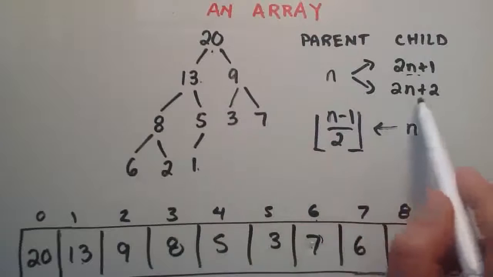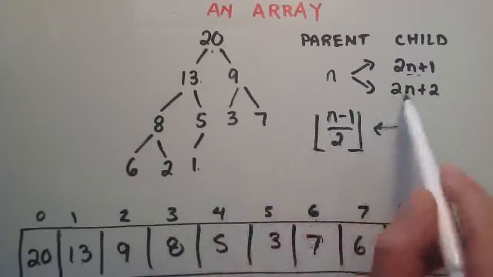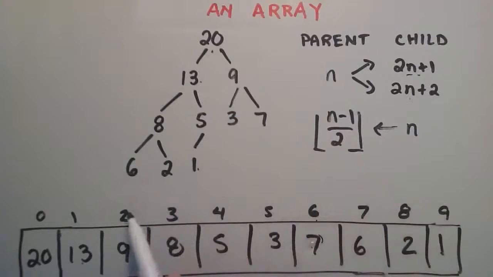If we look at the other child here, 2 times 2, the index that we're looking at is 2. 2 times 2 is 4, plus 2 is 6. So index 2 has a child in index 6. So index 2 holds 9, index 6 holds 7, 9 has a child of 7, and we can see that in our tree as well.